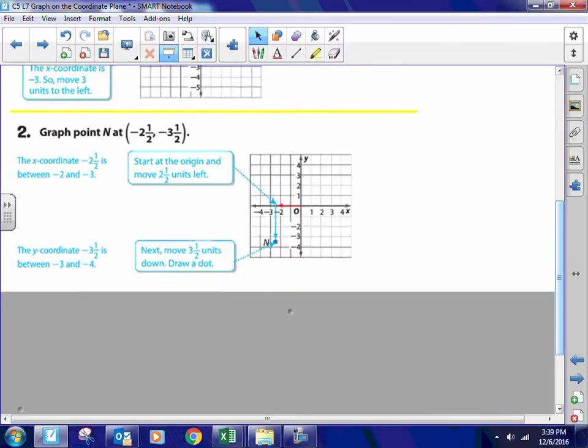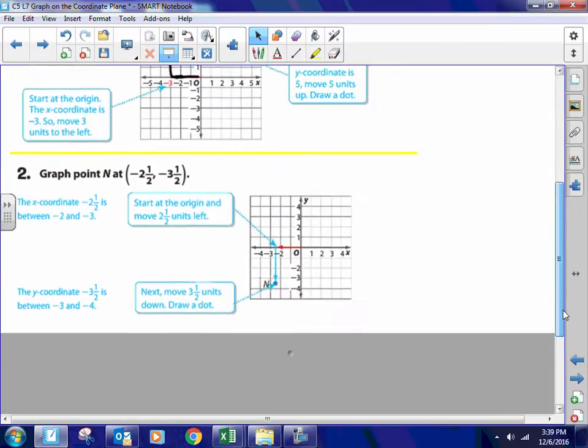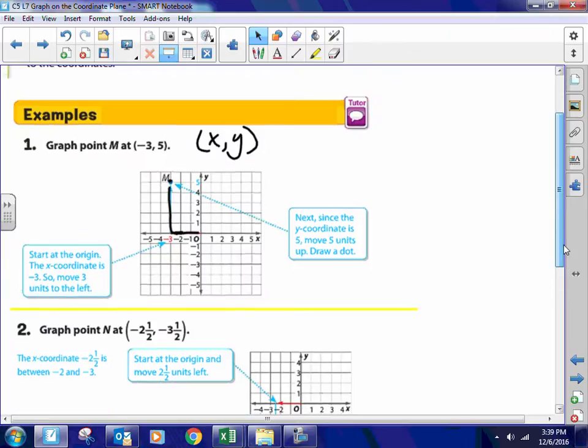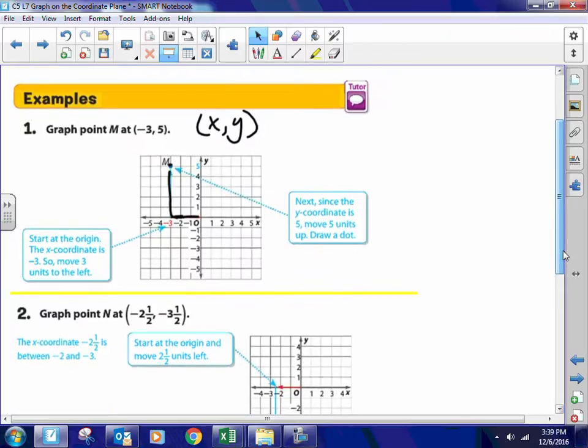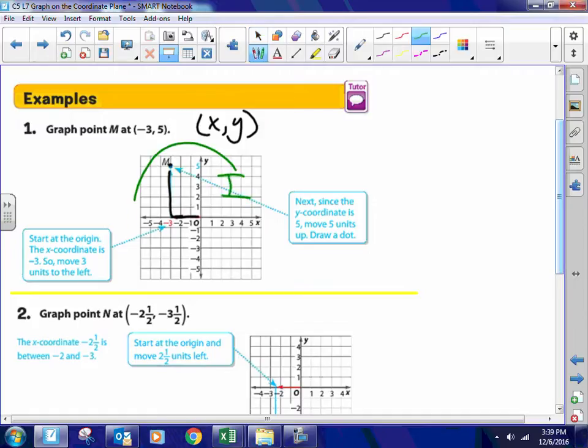Now, if I were to ask you randomly, what quadrant is point M at? You should be able to tell me that's in quadrant 2. Because if you know where quadrant 1 is and you go counterclockwise, you should be able to tell me where all the quadrants are easily. It's not challenging to figure this out.